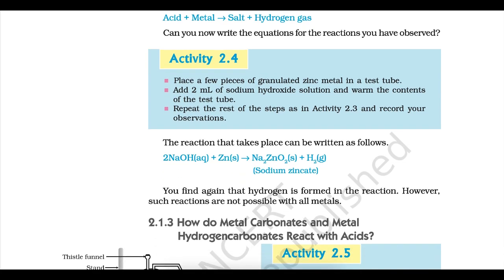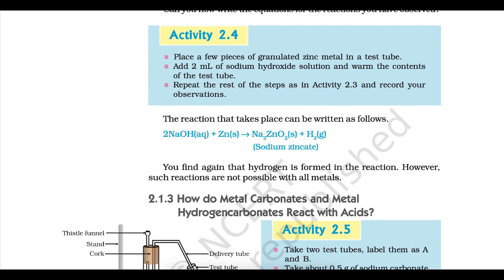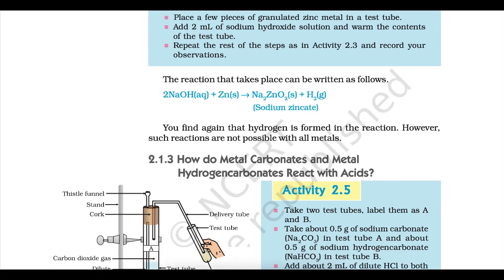Activity 2.4. Place a few pieces of granulated zinc metal in a test tube. Add 2 ml of sodium hydroxide solution and warm the contents of the test tube. Repeat the rest of the steps as in Activity 2.3 and record your observations.